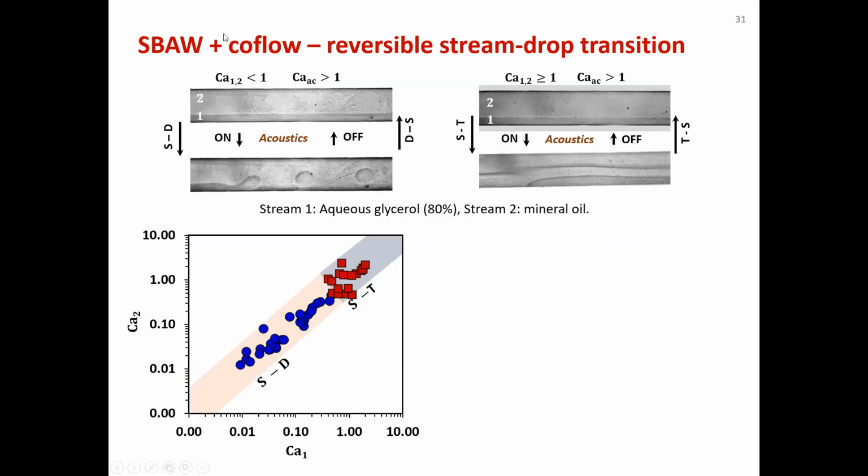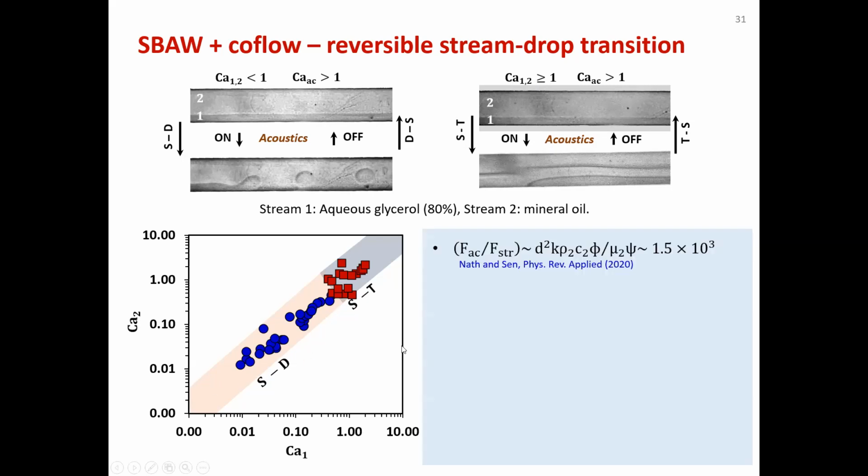So this is what happens when your capillary numbers are less than 1 with acoustic capillary number greater than 1. You switch on the field, you get droplet regime, and you switch off, you go back to co-flow. Whereas when the capillary numbers are greater than 1, you have this stream and thread regime, which is summarized here. So we actually evaluated and tried to understand the mechanism.